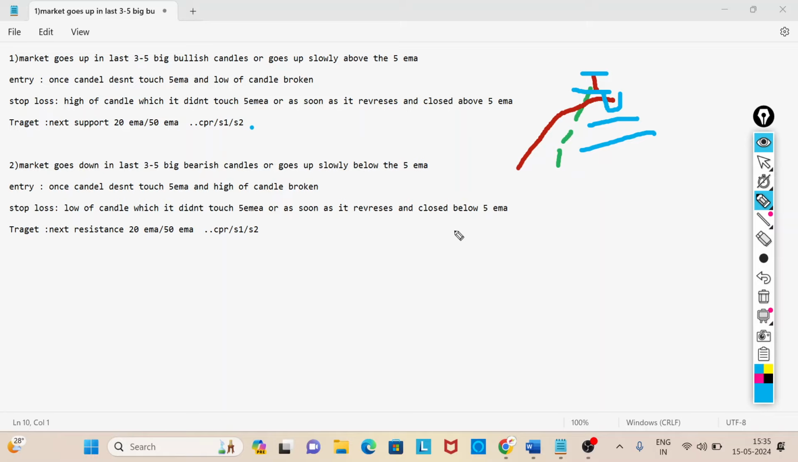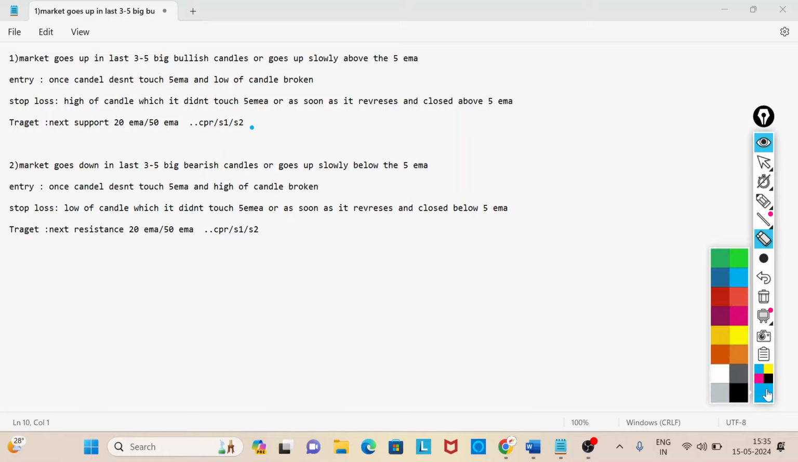In the Bank Nifty graphs, I have taken screenshots of a few scenarios where this approach was applied. So when I walk through that, you will get more clarity on this. And the other scenario will be when the market goes down in the last 3 to 5 candles, like this.